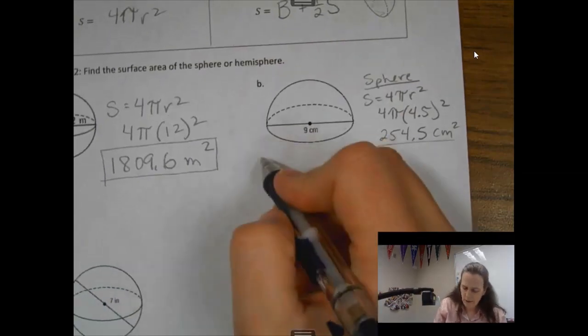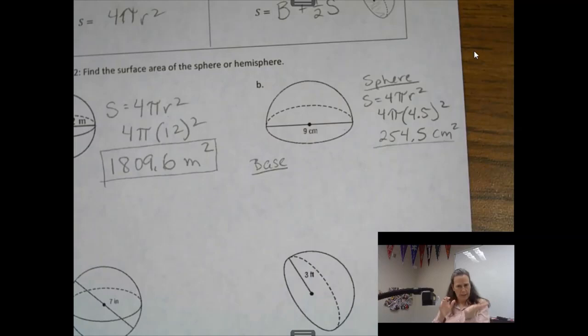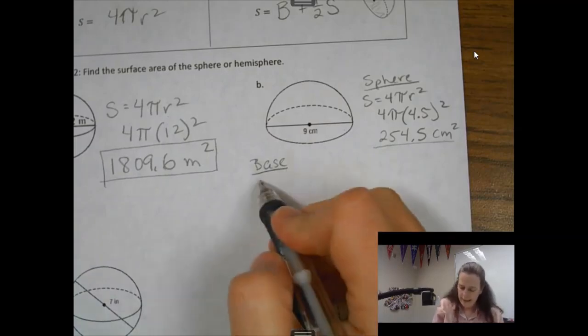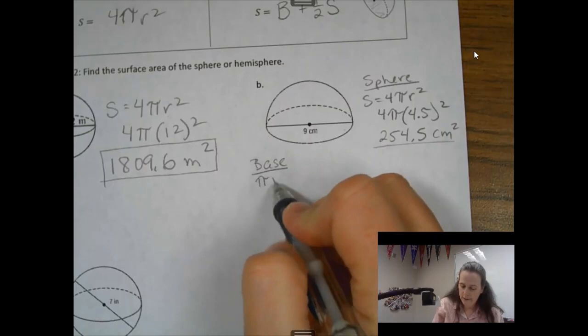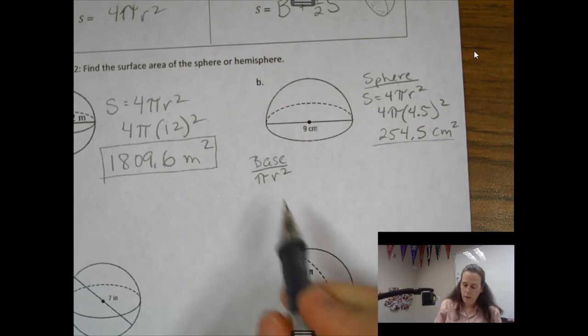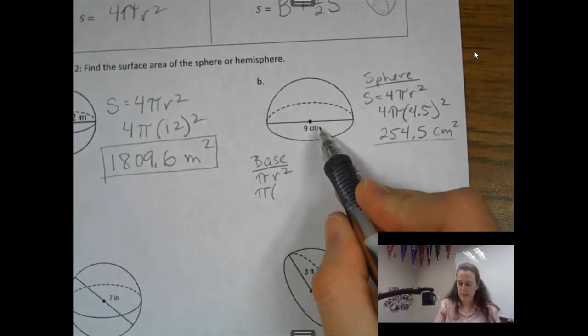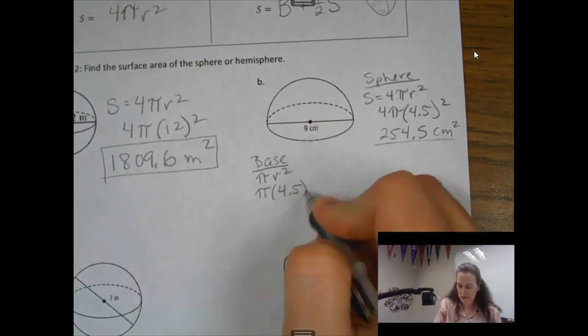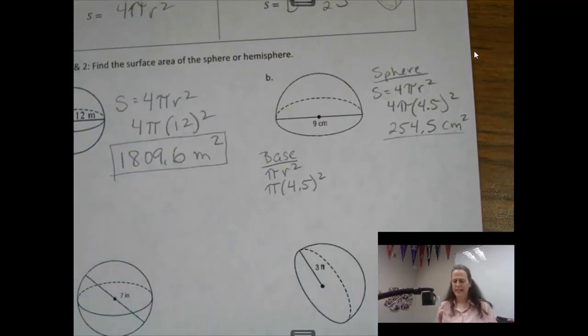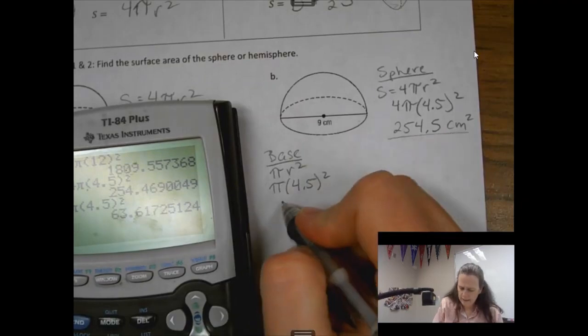But next, let's work on that base, or that flat complete circle that cuts it in half. And that circle is pi r squared. Do you remember doing that one when we did circles? Yeah. What we need to plug in is the radius. And again, they didn't give us that, but we can figure that out. 4.5 squared. Let's find out what the area is of that circle, that base part. So pi times r squared. Did you get 63.6?